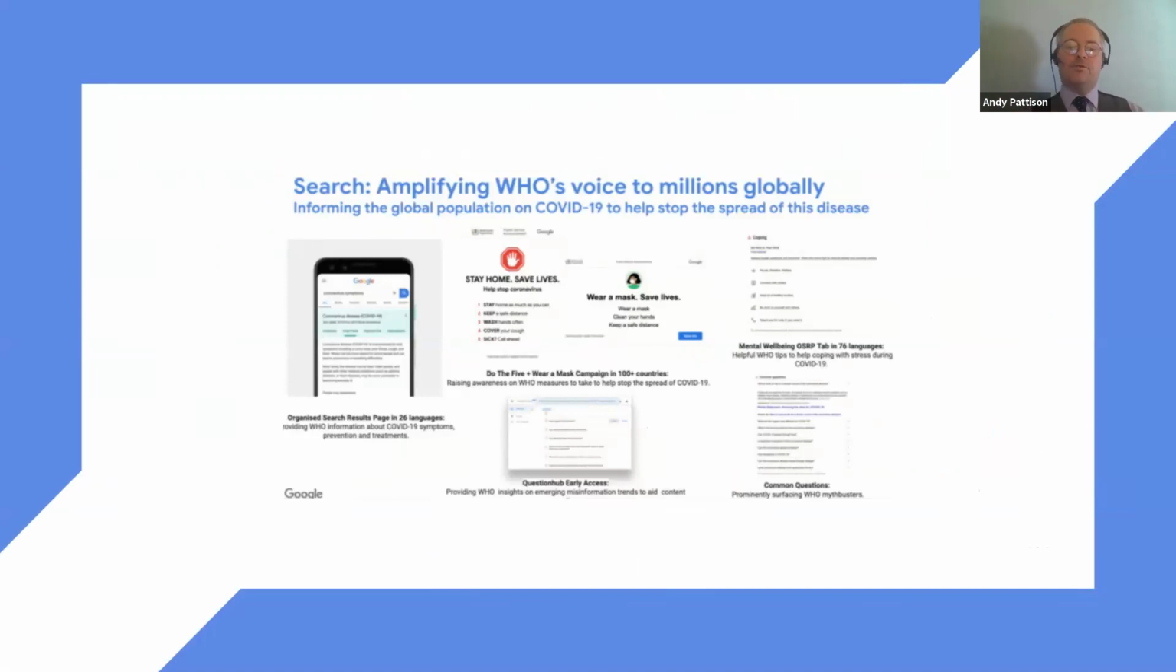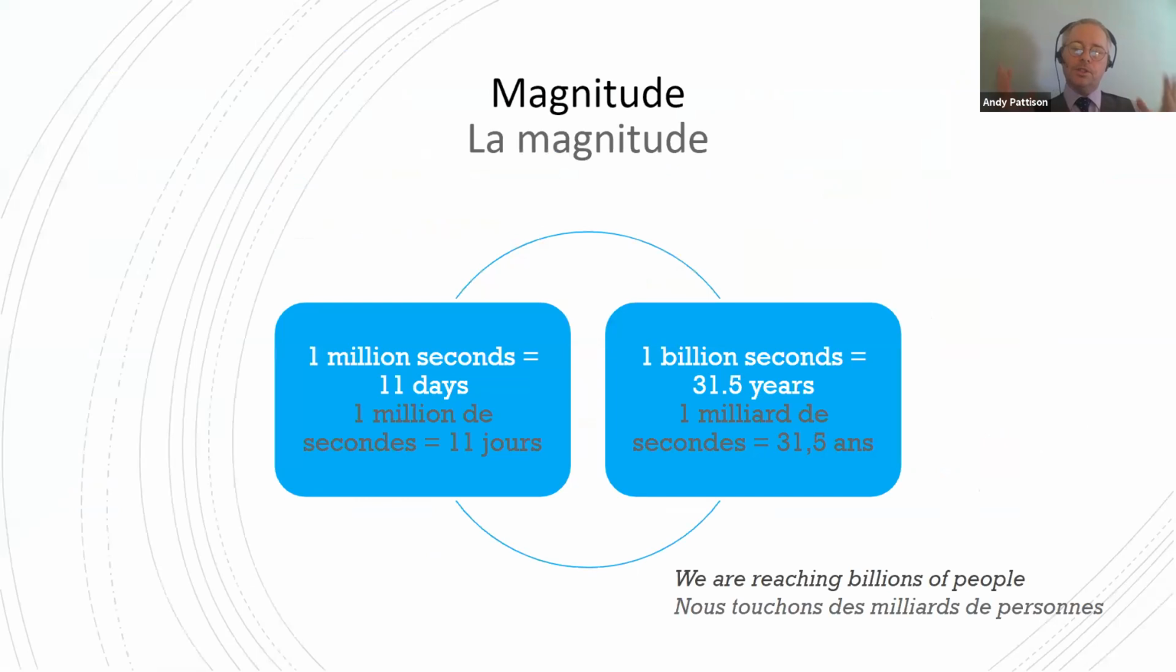And then finishing off on the next slide, I want you to just think about magnitude for a minute. We talk about millions and billions, and it's very hard for the human brain to comprehend that. So we are reaching billions of people, literally. If you put that into seconds, 1 million seconds is 11 days. 1 billion seconds is 31.5 years. It's a long time. It's a lot of difference. When we're talking about billions of people, we really are reaching them.